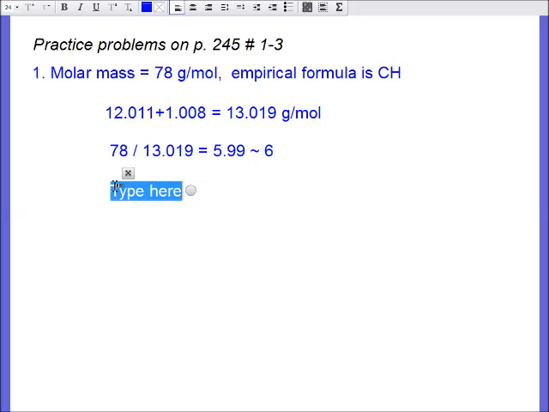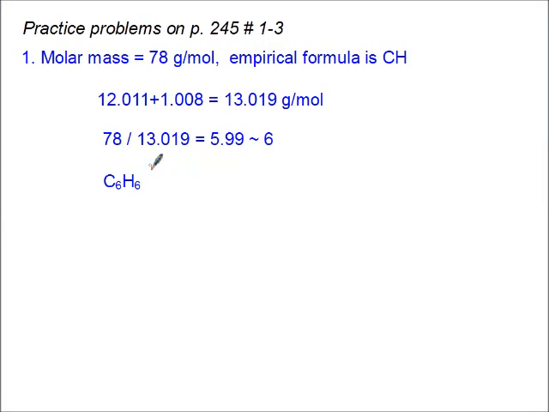Now I'm going to take my CH and multiply that by the 6 to get the formula of C6H6. And this is my molecular formula. So in summary, make sure you know your vocabulary.